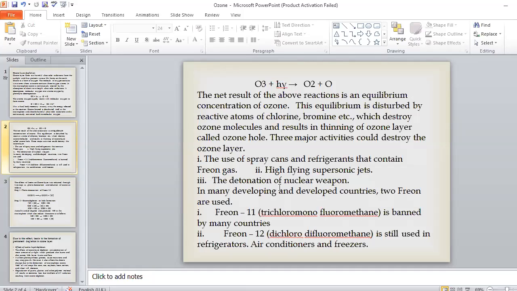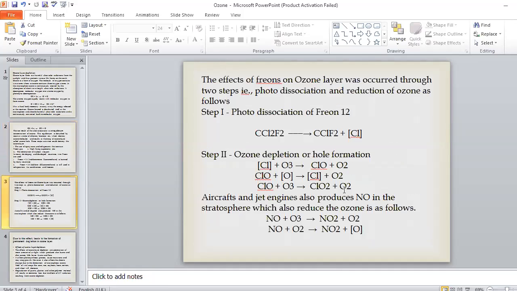There are two reasons for the depletion of ozone. One is the usage of Freon 11 and Freon 12, and the second one is the high flying supersonic jets that emit nitric oxide. This nitric oxide has the capacity to combine with ozone with the formation of molecular oxygen.